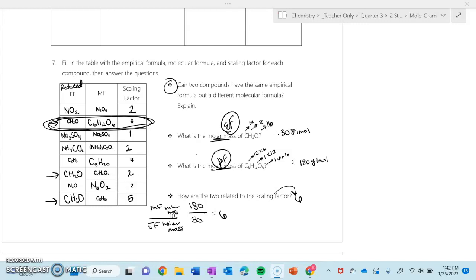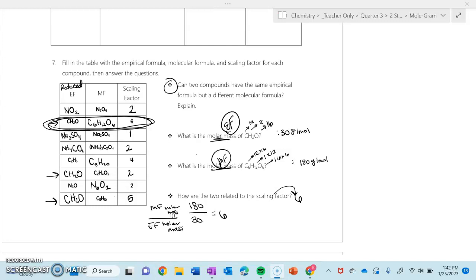This is part 2 of the percent composition and empirical formula, the application of the math skills for molar mass. We left off just finishing this talk about number 7 and the scaling factor. We can find it using the molar mass of our molecular formula and our empirical formula to find a certain factor by which they're related.